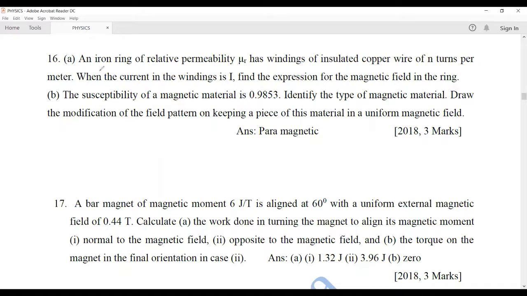Question number 16 is, an iron ring of relative permeability mu r has windings of insulated copper wire of n turns per meter. When the current in the windings is I, find the expression for the magnetic field in the ring. Okay, so this is a toroid, and we have already found out the expression of the magnetic field inside the core of the toroid. So you can refer to the previous videos where we have found it out.